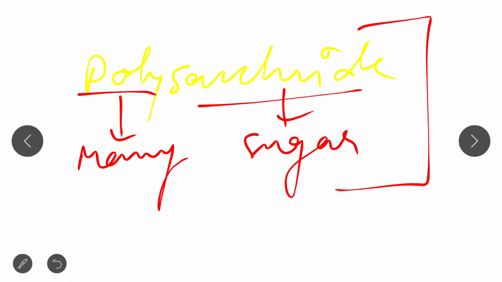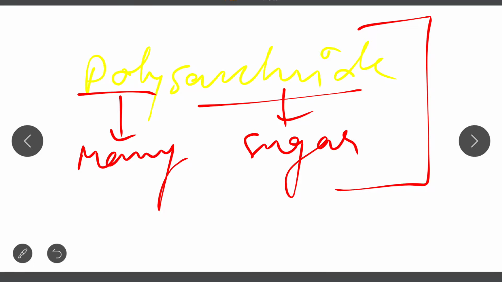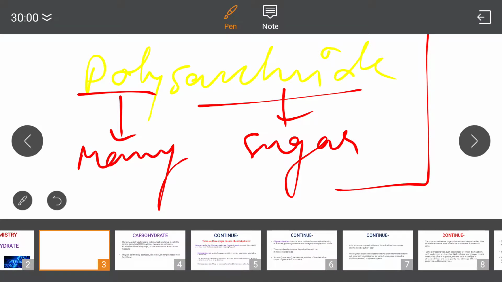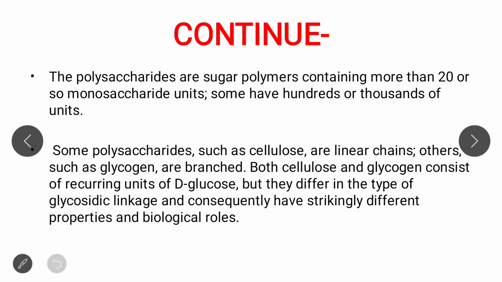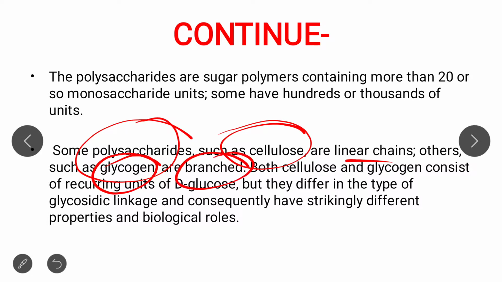For example, cellulose is an example of polysaccharide. I will teach you all these things in detail in my upcoming lectures. Here you just take the concept. Some polysaccharides such as cellulose have a linear chain, while some polysaccharides such as glycogen are branched chain. Cellulose and glycogen both consist of D-glucose, but cellulose is a linear chain and glycogen is a branched chain. I will explain all these things in my upcoming lectures.